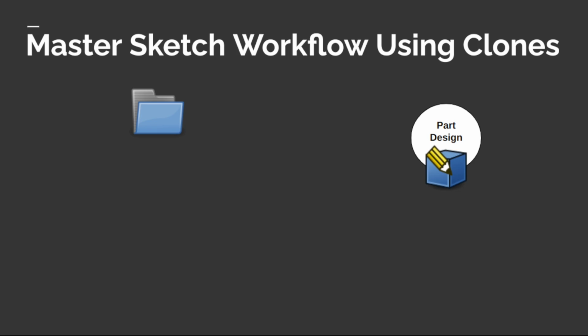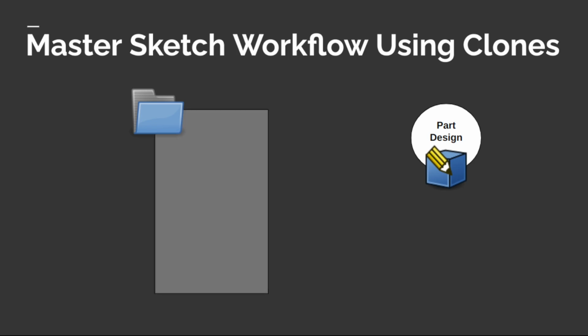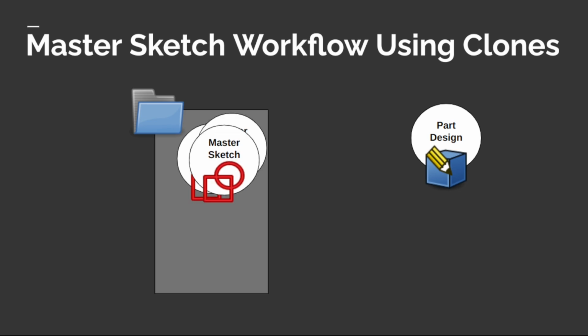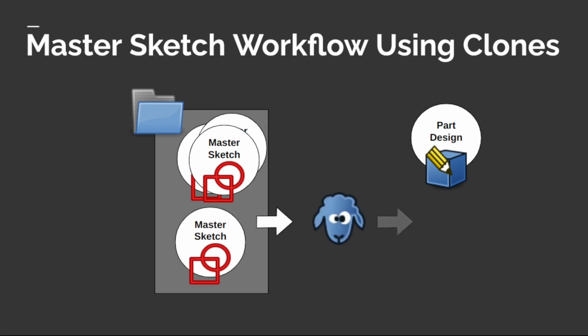What this allows us to do is create a folder that contains a number of master sketches. In this example, we're going to be using master sketches to control the profile of a sweep. We can then take one of those master sketches and use a clone inside a Part Design body. This allows the main master sketch to reside in a folder that you can update without drilling into the body and finding the profile sketch within there for the sweep.